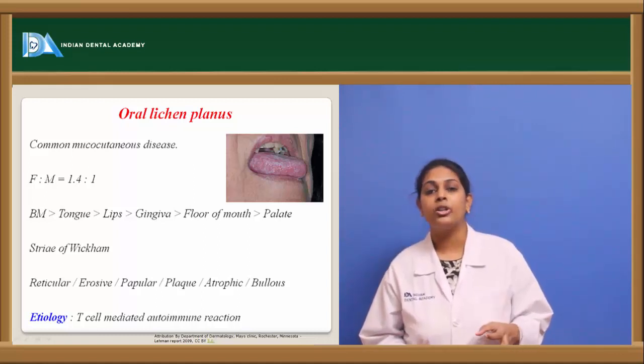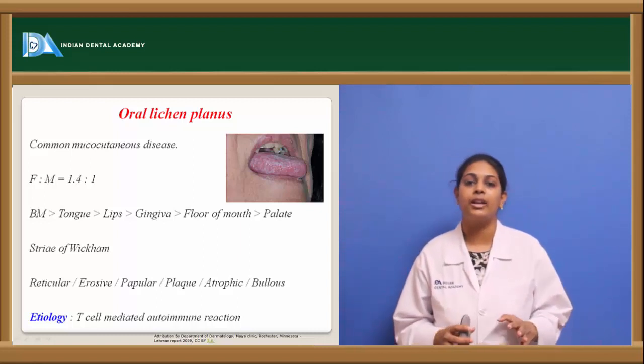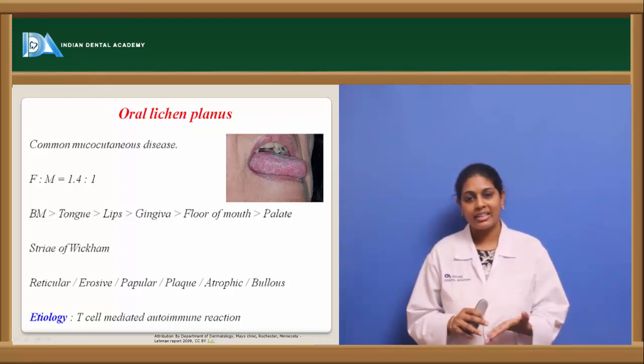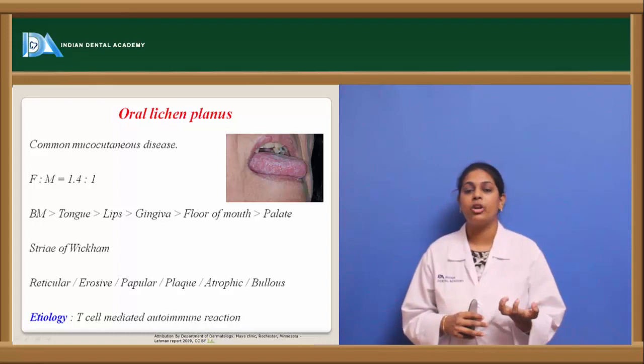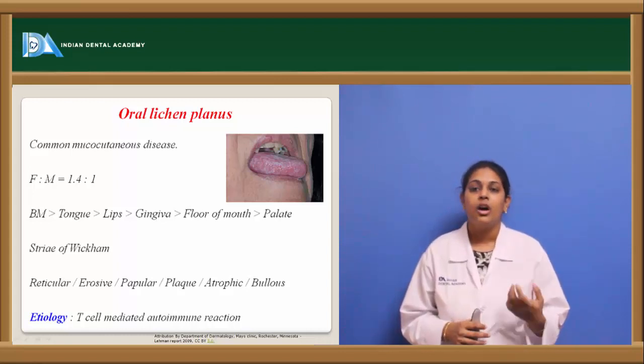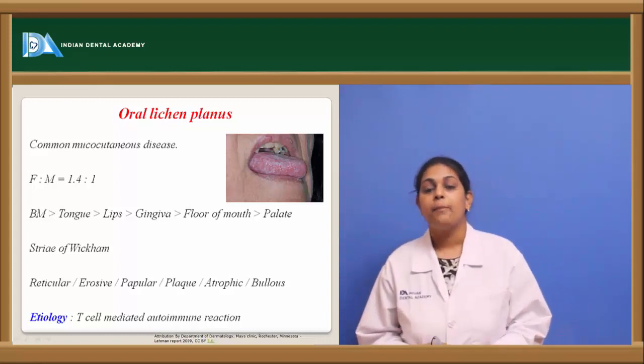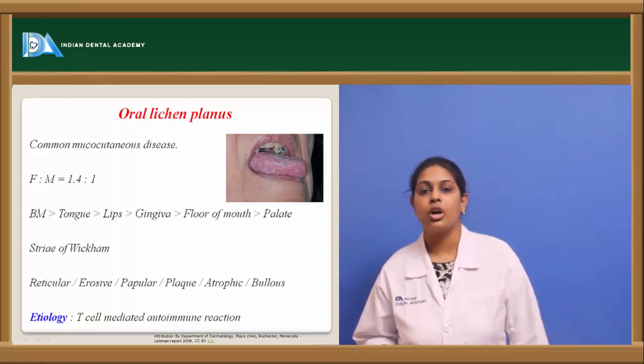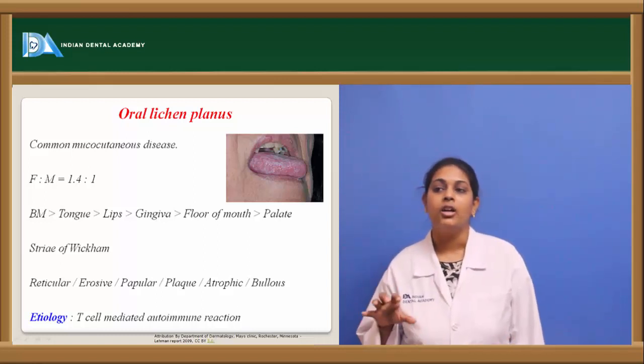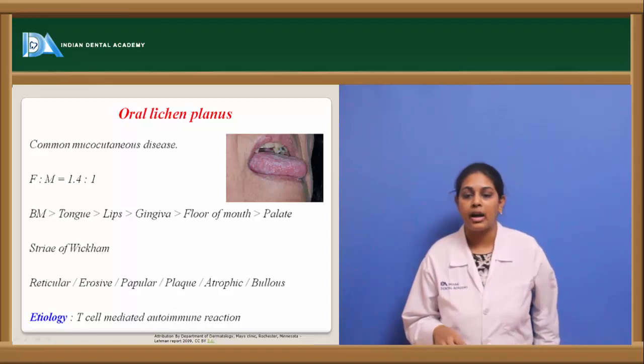If it is papule type, that is where we see a patch-like appearance which is slightly elevated from the surface of the mucous membrane. That is known as the papular type of Lichen Planus. Plaque type: when there is a proper patchy distribution of this white appearance, then it is known as plaque type.